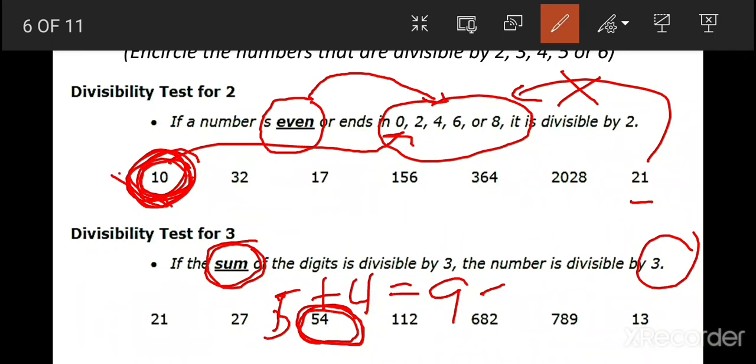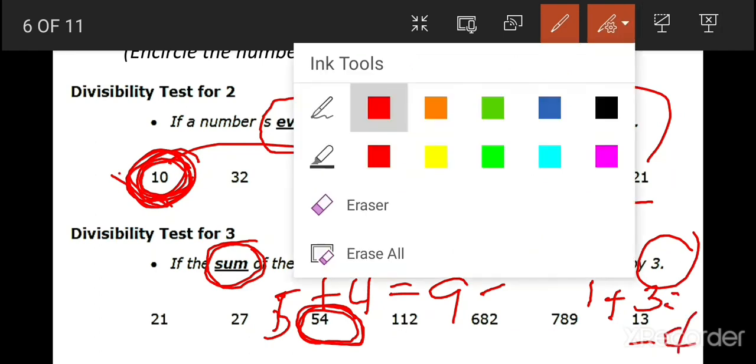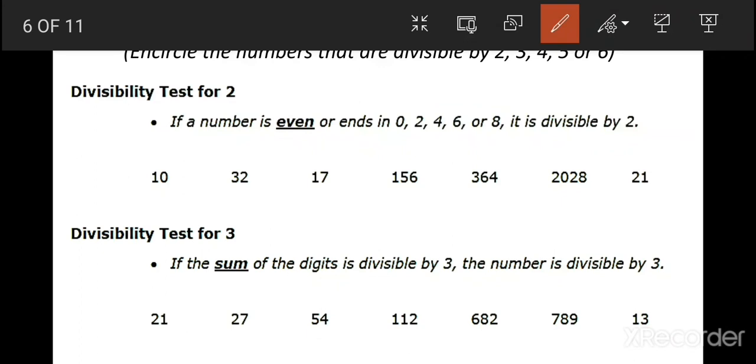But how about 13? We add all the digits. 1 plus 3 equals how many? 4. So for you not to be confused, let us erase everything. 13. 1 plus 3 equals 4. Now the question is, is 4 divisible by 3? Let us just keep counting. 3, 6. Immediately it went to 6, and I was not able to say the word 4. So 4 is not divisible by 3. So I will just not touch it. It's just like that.